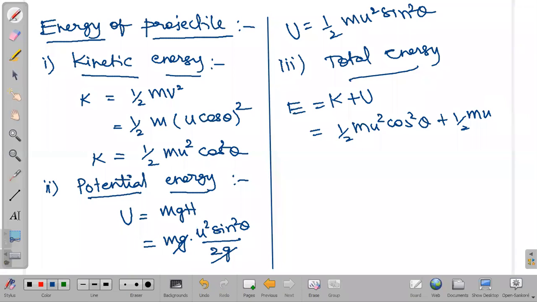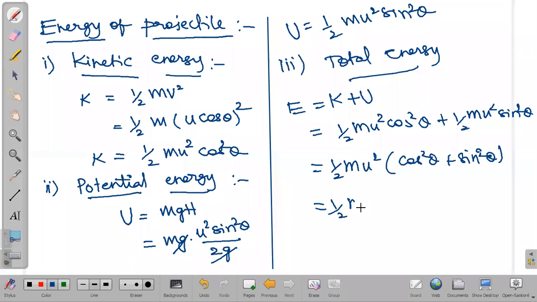Now, what can we take out common? Half m u square I am taking common. So what do we get? Half m u square times cos square theta plus sine square theta, or sine square theta plus cos square theta; anyhow it is addition only. This is a trigonometric identity; its value is 1. So what we got finally is half m u square as total energy, as per conservation of energy. So the total energy remains constant, right? This is about the energy part of the projectile. With this, the complete projectile motion is completed here.